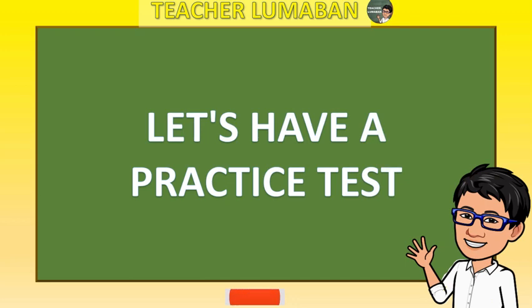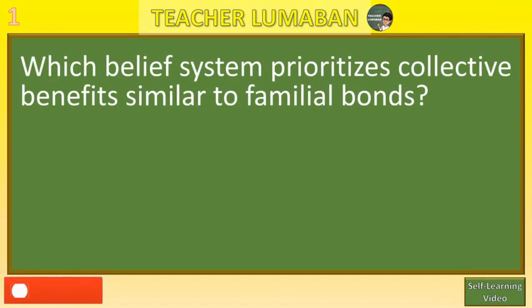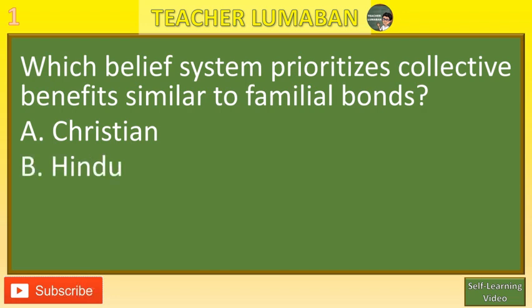Let's have a practice test. Which belief system prioritizes collective benefits similar to familial bonds? A. Christian. B. Hindu. C. Tao. D. Shinto.